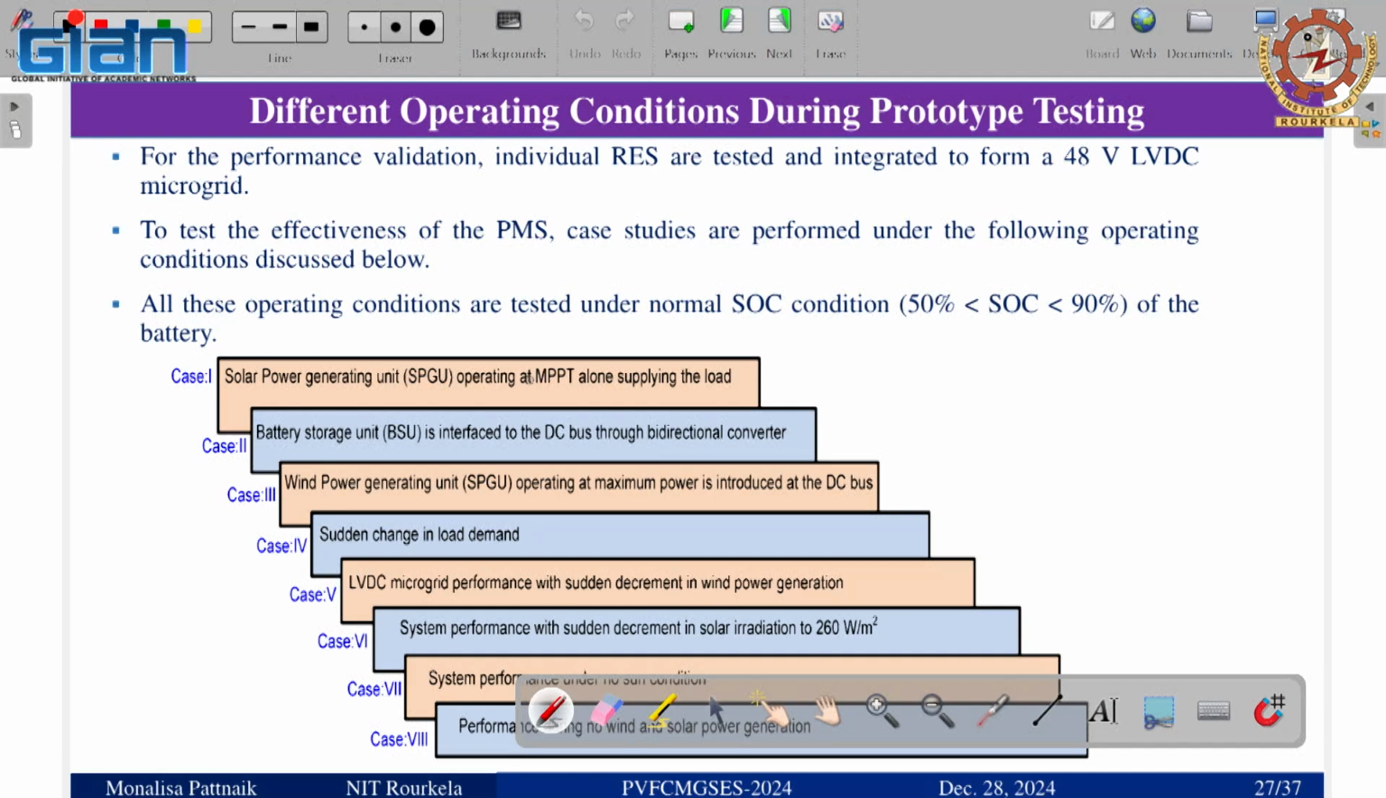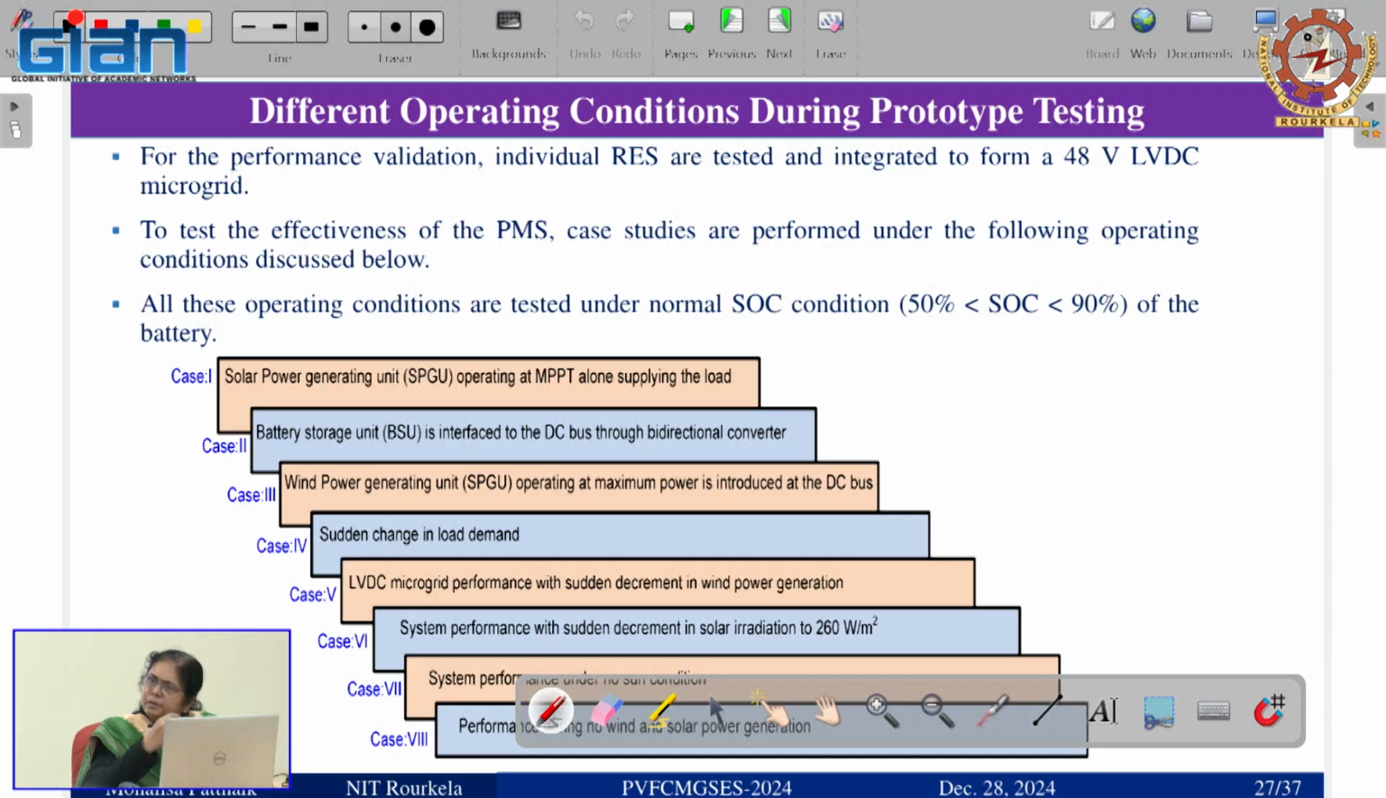So for this testing, we have started operating the solar power in MPP mode. Adding one condition means many sub-conditions arise, such as whether the PV is operating at MPP. Whatever we did for the PV-wind system is the same thing applicable for PV.